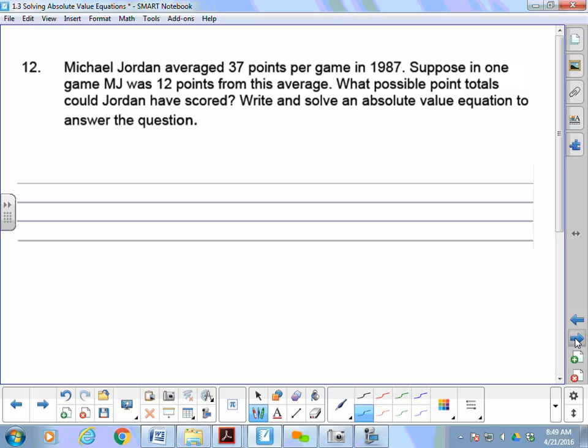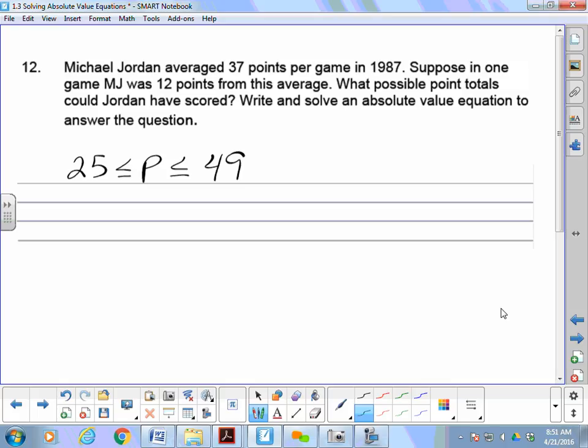Okay? So he averaged 37 points a game. It says suppose in one game he was 12 points from his average. So what are the possible points he could have scored? Okay? And that should be written as a compound inequality using and. All right? So you think about it for a second. All right? So the fewest was 25, the most was 49. So we'll say P would have been greater than or equal to 25 and less than or equal to 49, right?